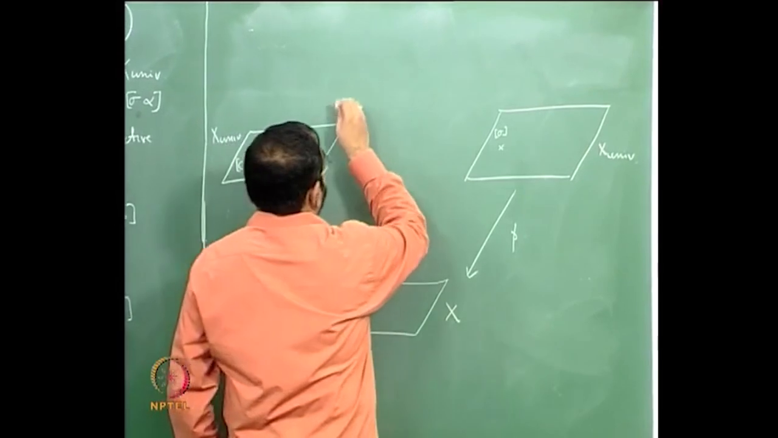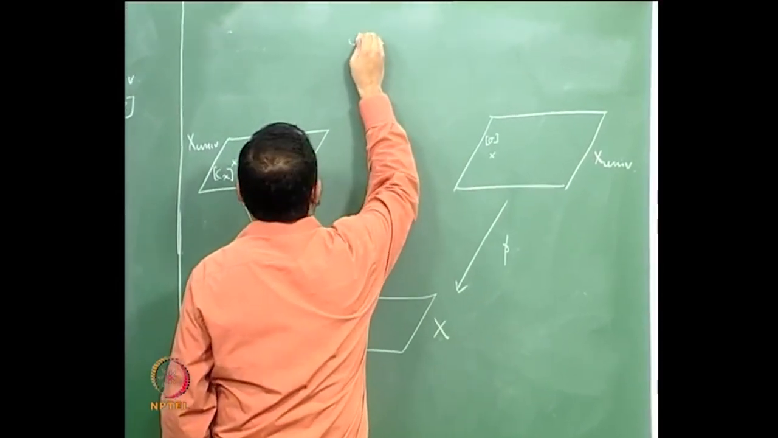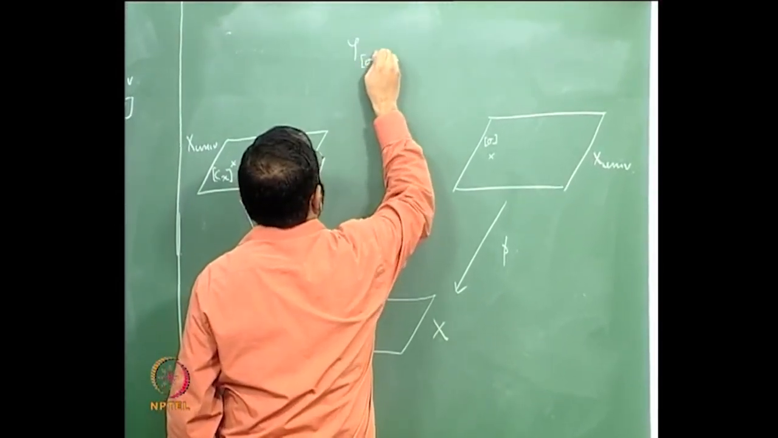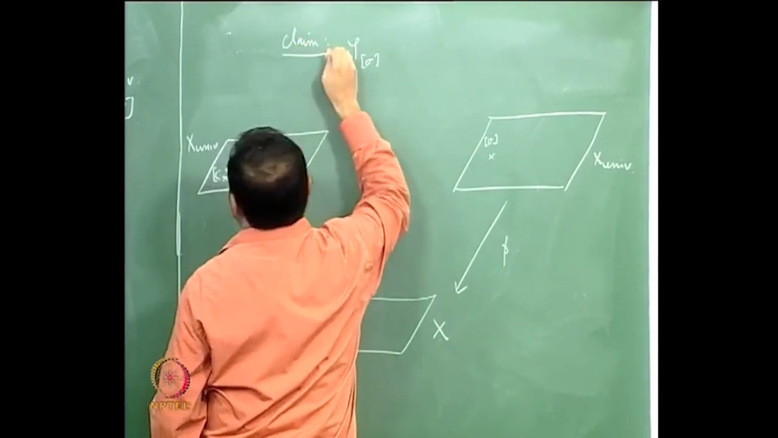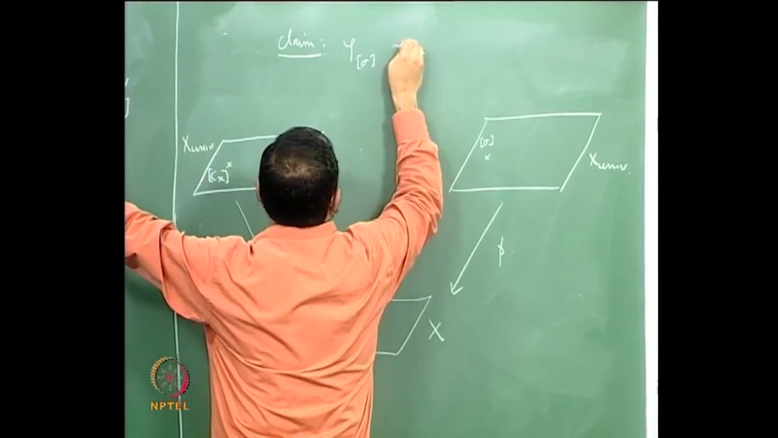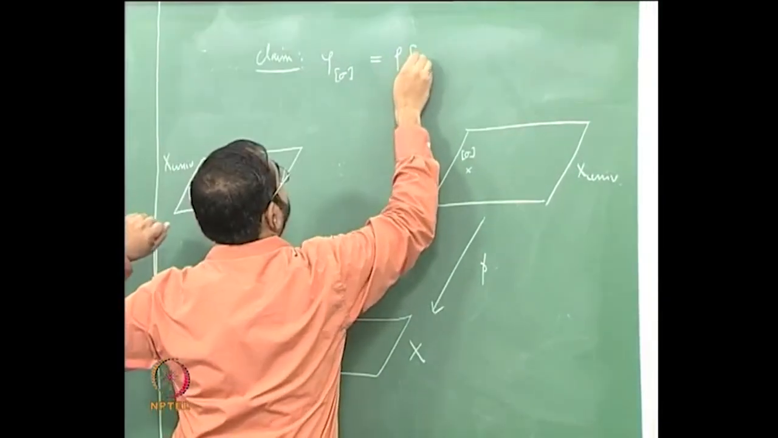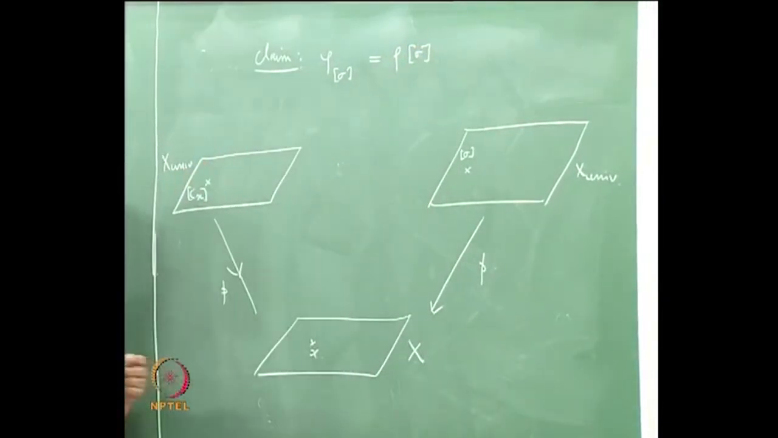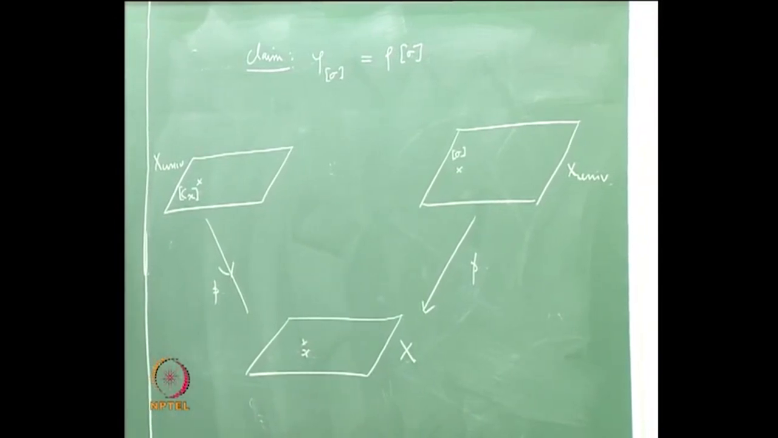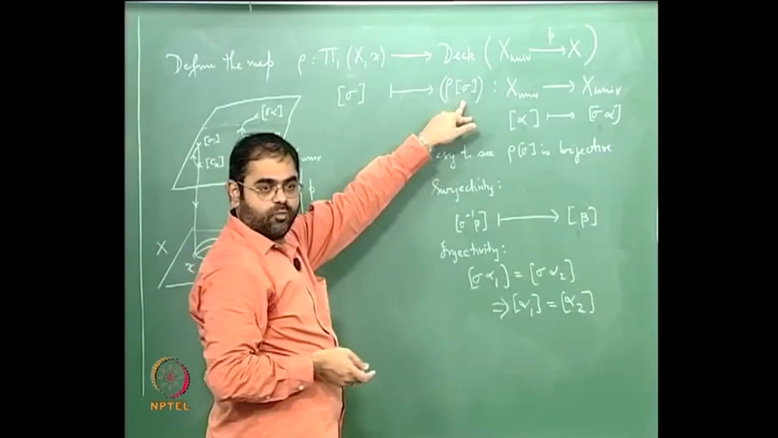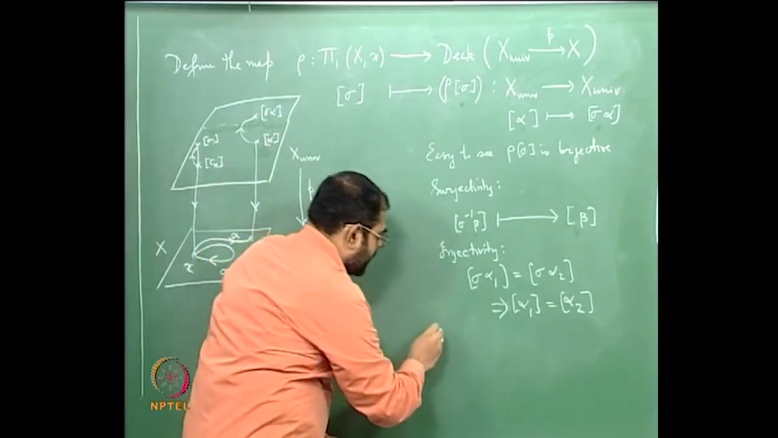And I claim that if you take the corresponding map phi sub sigma, this map is literally the same as rho of sigma. I claim that these two are the same. Of course, you have to do some work to check that rho of sigma is a homeomorphism.